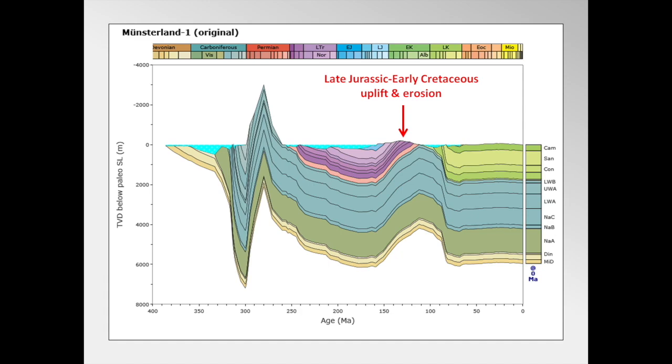But we also need a mechanism for this erosion. In the current model, after 100 million years of subsidence, we must uplift and erode those same sediments during the next 50 million years. What would be the driving force for this significant late Jurassic uplift, and how much topographic relief would it have created?